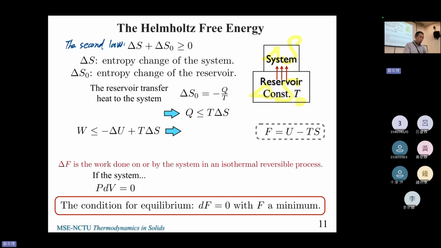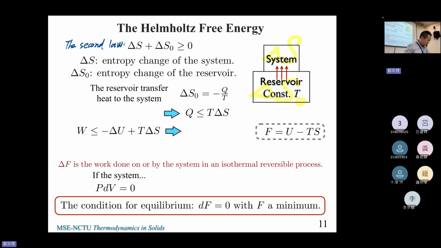So for the second law in this system, delta S plus delta S naught always increases, and is equal to 0 for the reversible process. Delta S is the entropy change of the system, and delta S naught is the entropy change of the reservoir. In the universe, they both increase, somehow together. The reservoir transfers heat to the system, so delta S naught equals minus Q over T.